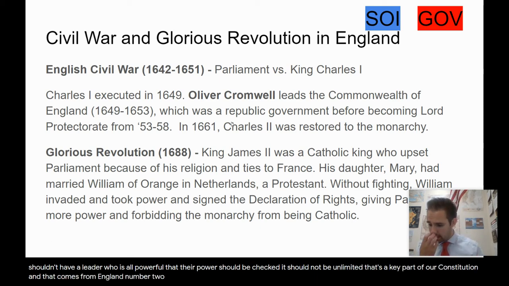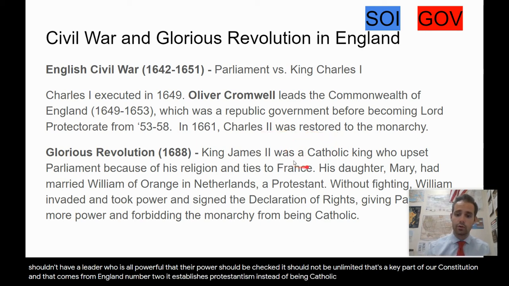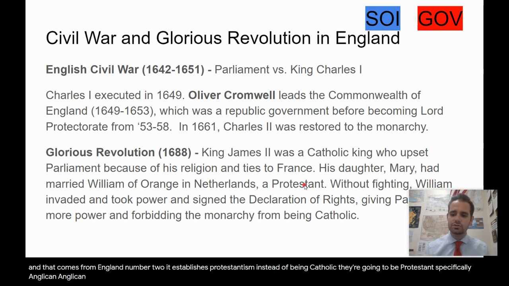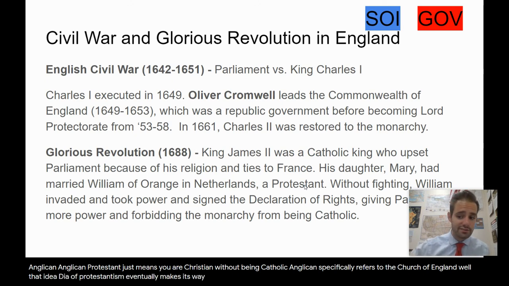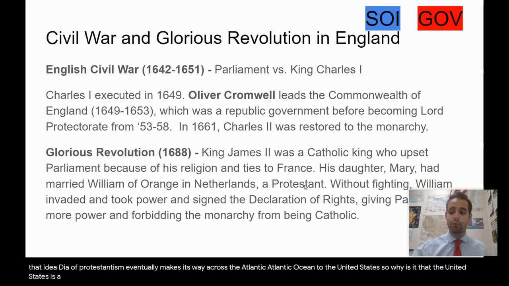Number two, it establishes Protestantism. Instead of being Catholic, they're going to be Protestant, specifically Anglican. Protestant just means you are Christian without being Catholic. Anglican specifically refers to the Church of England. Well, that idea of Protestantism eventually makes its way across the Atlantic Ocean to the United States. So why is it that the United States is a majority Protestant nation? Well, it's because of England.